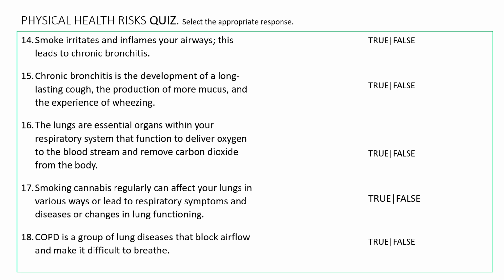bloodstream and remove carbon dioxide from the body. True or false? True. Number 17. Smoking cannabis regularly can affect your lungs in various ways or lead to respiratory symptoms and diseases or changes in lung functioning. True or false? True. Number 18. COPD is a group of lung diseases that block airflow and make it difficult to breathe. True or false? True.